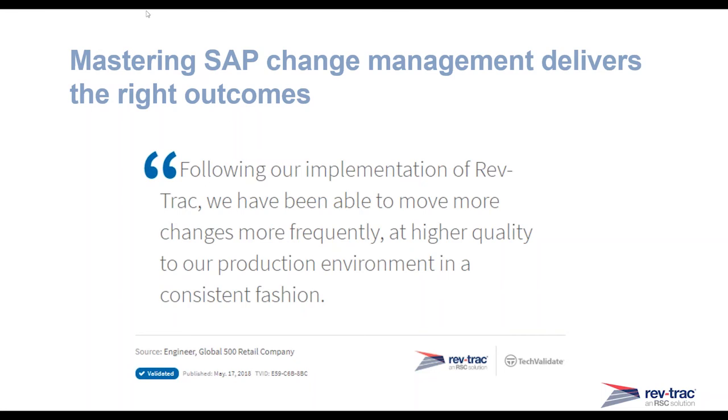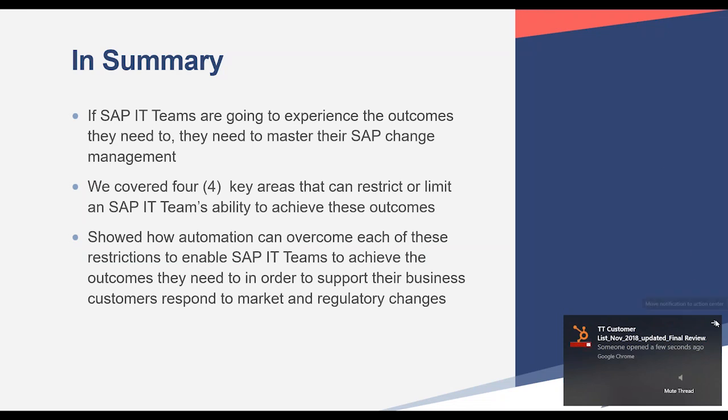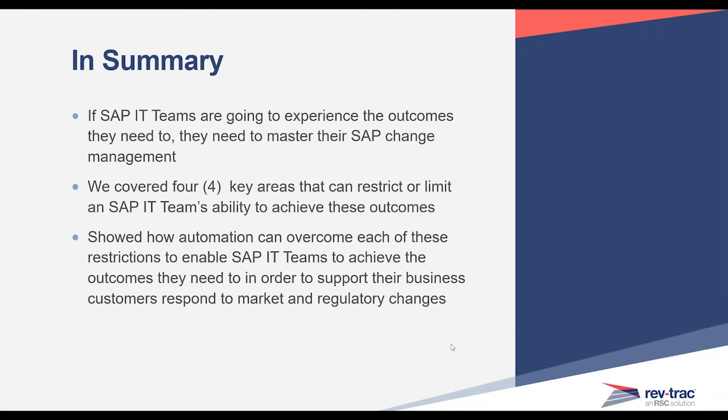So let's just move towards a summary then. What we've mentioned is that if SAP IT teams are going to experience the outcomes that they need to, then they're going to need to master their SAP change management. We covered not 4, but 3 areas that can restrict or limit an SAP IT team's ability to achieve these outcomes. But then we showed how automation can overcome each of these restrictions to enable you and your teams to achieve the outcomes that they need. And those outcomes that we mentioned as well. And of course, it has a significant impact on the business if you can get those right. Also has a significant impact, unfortunately, if you get those wrong.